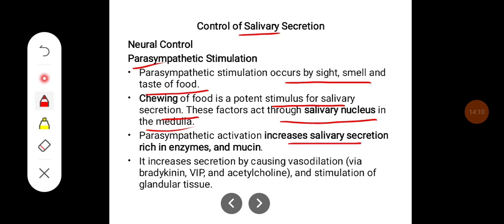Parasympathetic activation increases the salivary secretion rich in enzymes and mucin. It increases secretion, causing vasodilatation via bradykinin, VIP, and acetylcholine, and stimulation of glandular tissue.